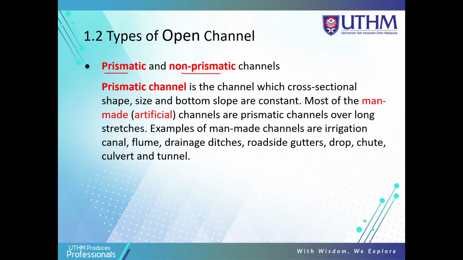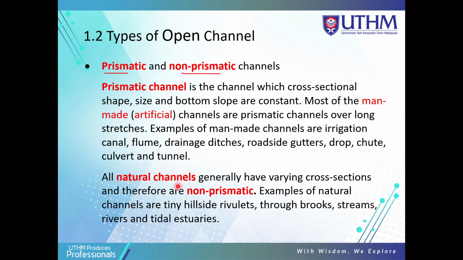Most of the man-made artificial channels are prismatic channels of a long stretch. Examples of man-made channels are irrigation canal, flume, drainage ditch, roadside gutters, drop, chute, culvert, and tunnel. So this is an example of a man-made channel, or prismatic channel.